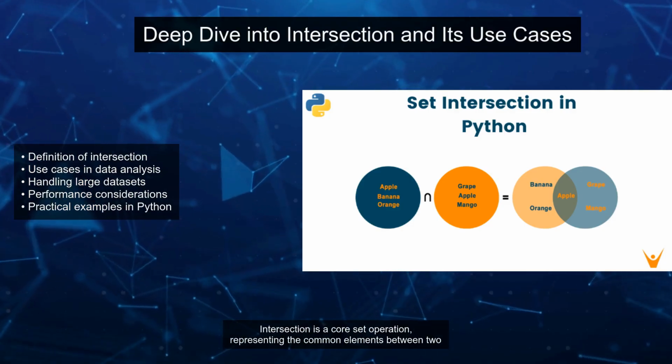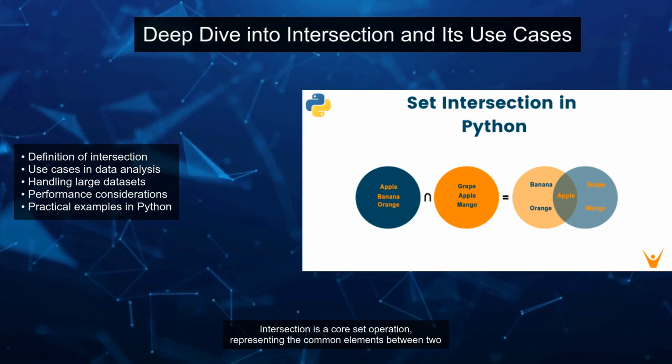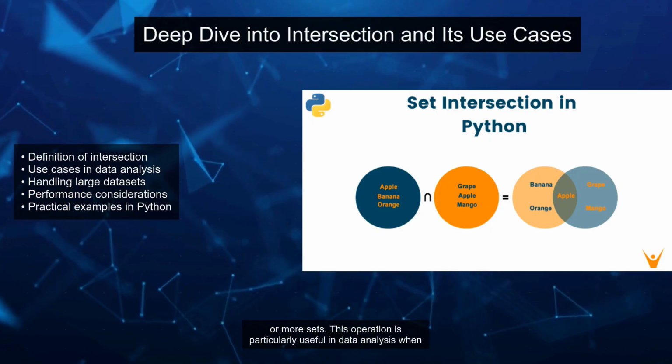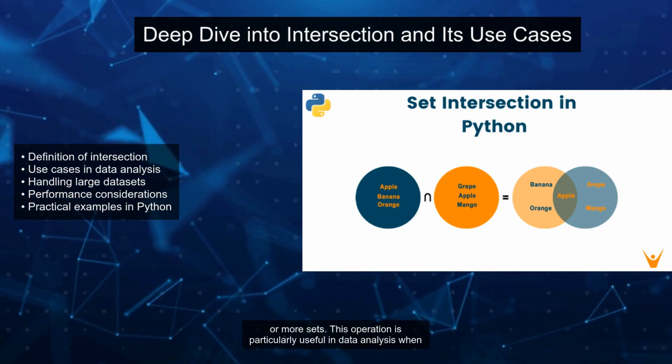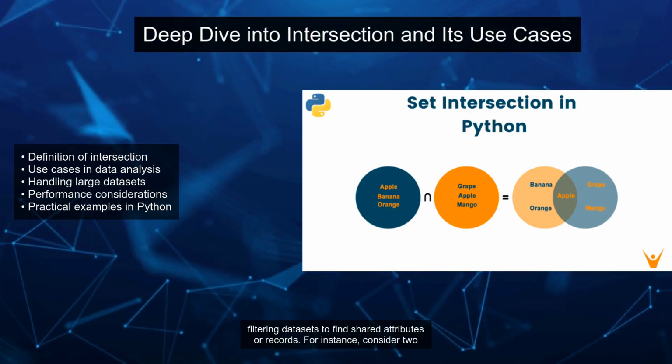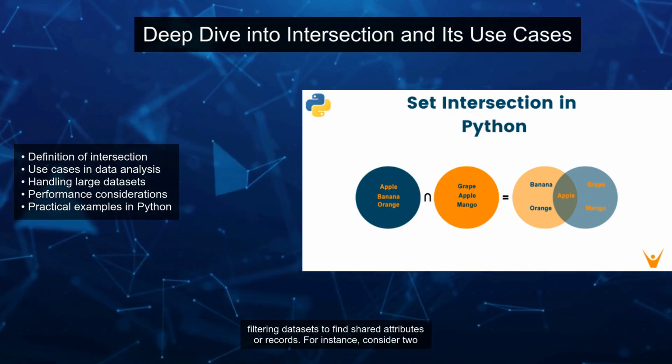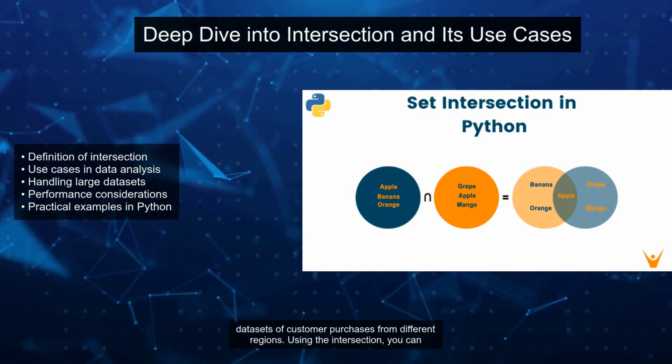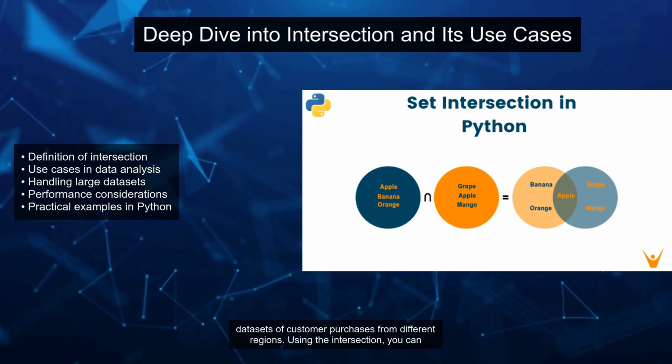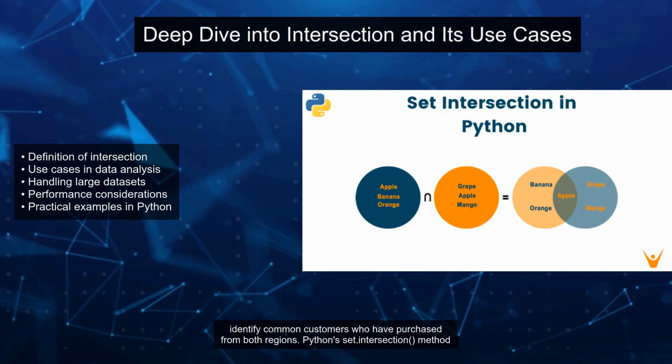Intersection is a core set operation, representing the common elements between two or more sets. This operation is particularly useful in data analysis when filtering datasets to find shared attributes or records. For instance, consider two datasets of customer purchases from different regions. Using the intersection, you can identify common customers who have purchased from both regions.